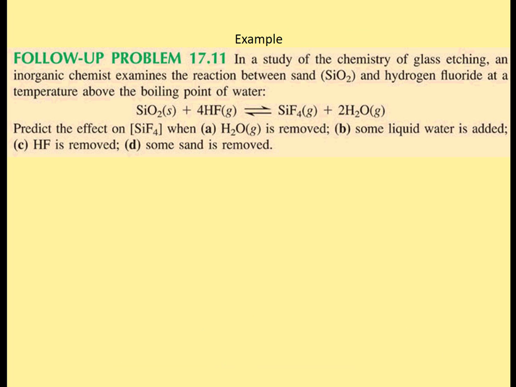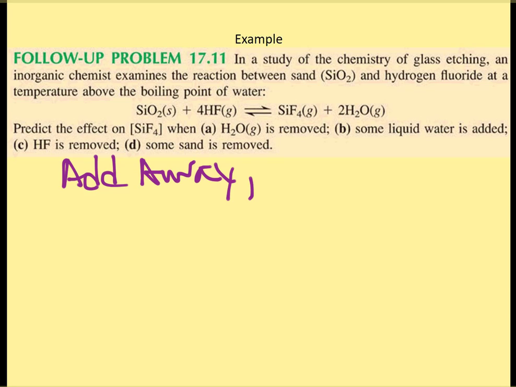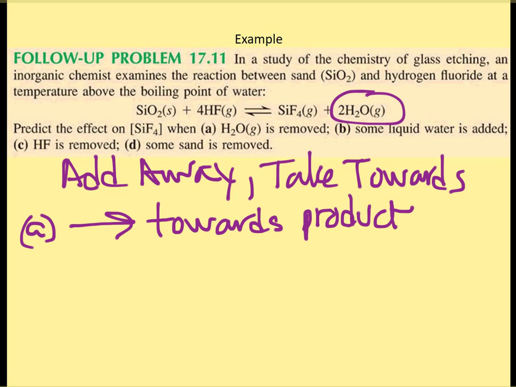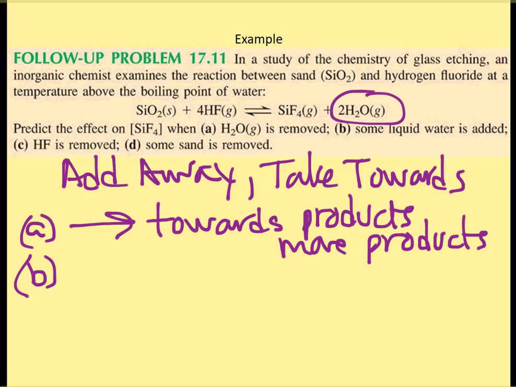Go ahead and try this problem. Stop the video and answer. So I'm going to remember add away, take towards. So on A, I am removing my water. So that means it's going to shift towards the products. And what this means is I have more products. In B, adding some liquid water. That's no effect. Water is a liquid.